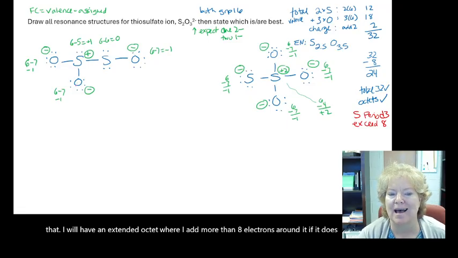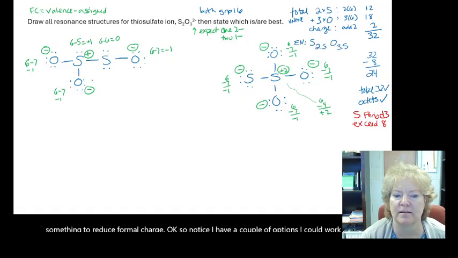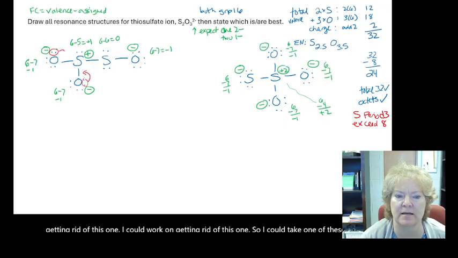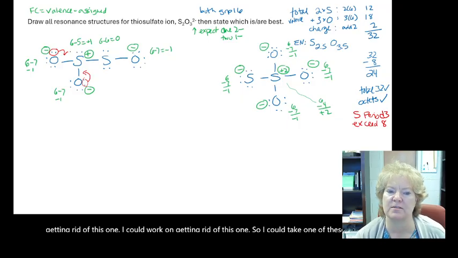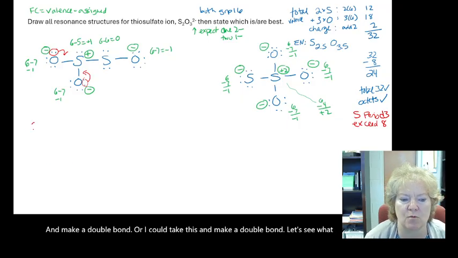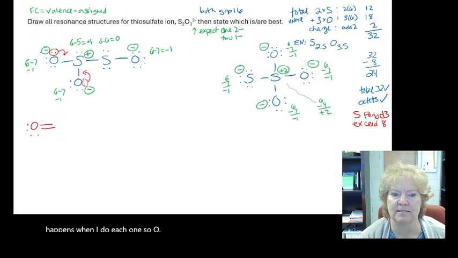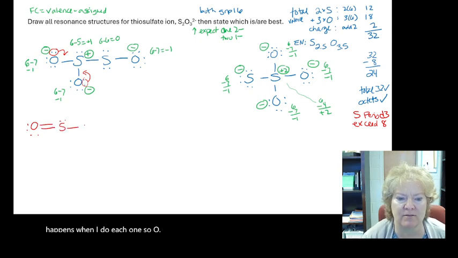Okay, so notice I have a couple of options. I could work on getting rid of this one. I could work on getting rid of this one. So I could take one of these and make a double bond, or I could take this and make a double bond. Let's see what happens when I do each one. So O, note that I didn't cover that one, and I put the S here. I leave everything else, I'm just recopying.